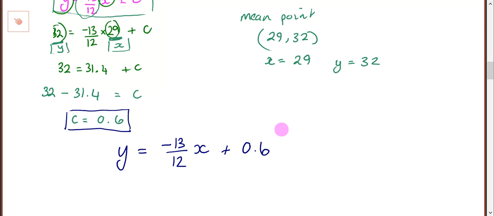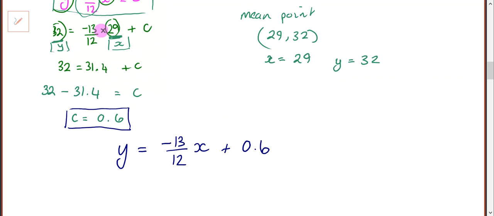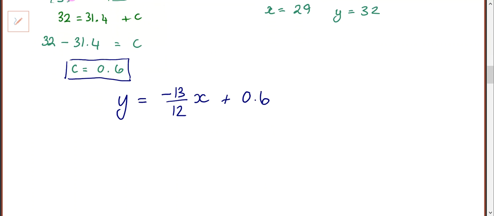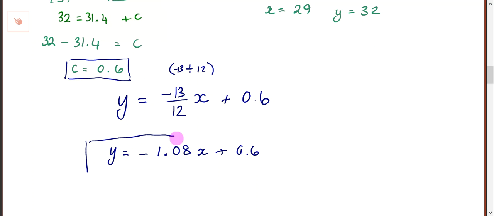Should we make it a bit more consistent in form? Should we change the negative 13 divided by 12 into a decimal, so it's all decimals? Yeah. Go for it. Work out that for me. That is what you did when you did negative 13 divided by 12 before you multiplied by 29. So if you just do that bit, so negative 13 divided by 12, okay, what do you get? Negative 1.08x plus 0.6. Alright? Make sense? Alright, so that's the equation of the line.